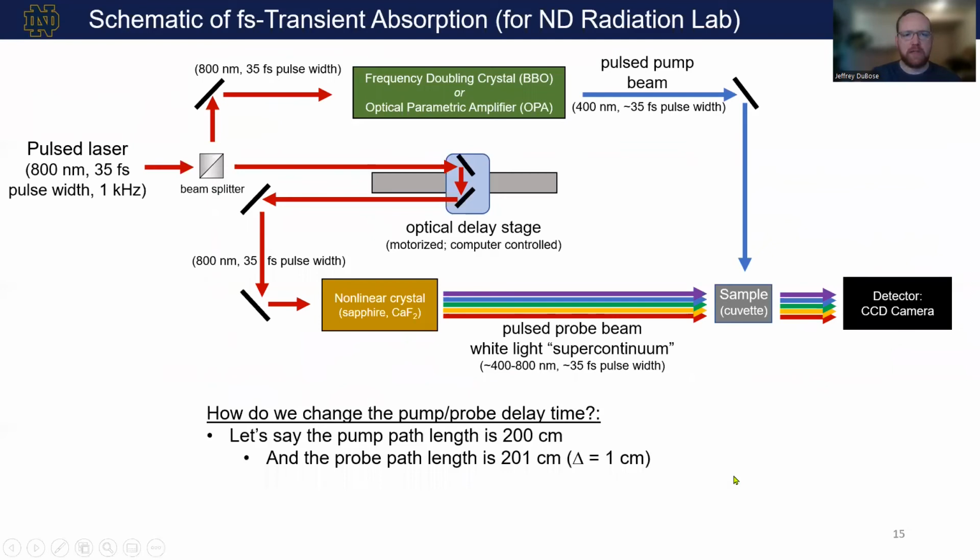Okay, so let's ask ourselves, how do we actually change the pump and the probe delay time? Let's imagine if we were to take a tape measure and physically measure the distance that the laser pulses have to move as they go through this pump line. So let's say we measure it's exactly 200 centimeters of physical distance that the laser pulse has to move through.